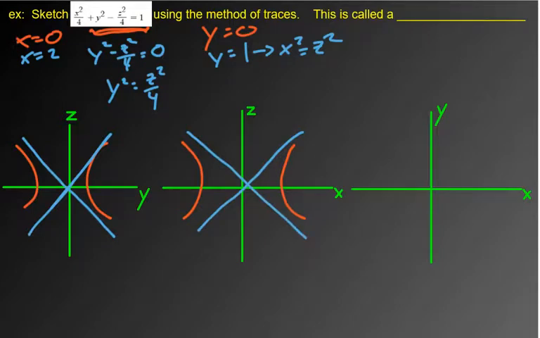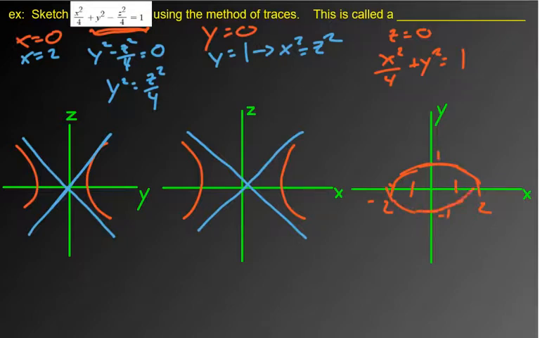And let's say in the last one here, if I do z equals 0, then I get x squared over 4 plus y squared equals 1, right? Which is an ellipse, and it's pretty easy to draw. So I can mark 2, -2, and then I should also add that this would be -1, and this would be 1, and that's just because there's a 1 down here, so we're going up to 1 and down to -1, but we get that ellipse.